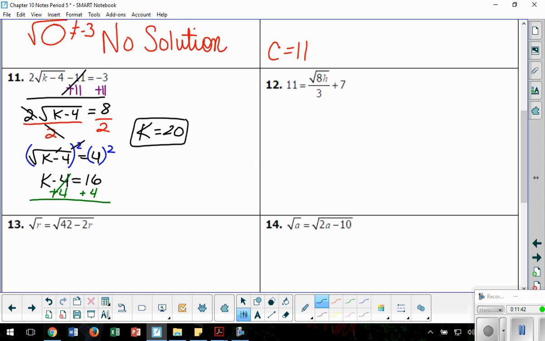Will there ever be a situation where you can cube it instead of square it? Only if it has the cube. You have to start with the actual cube.